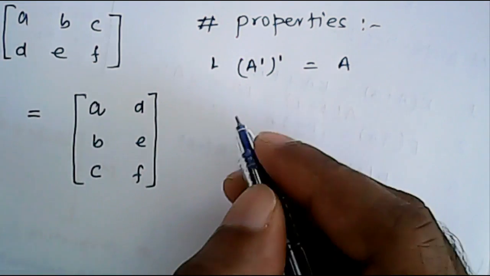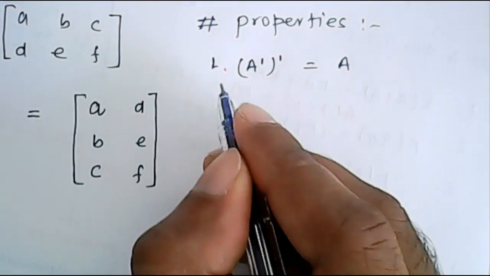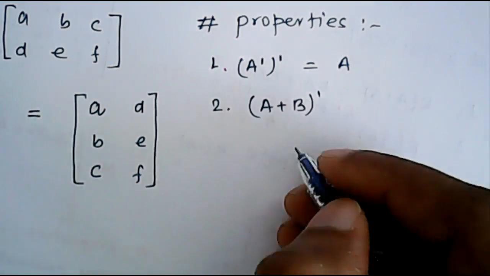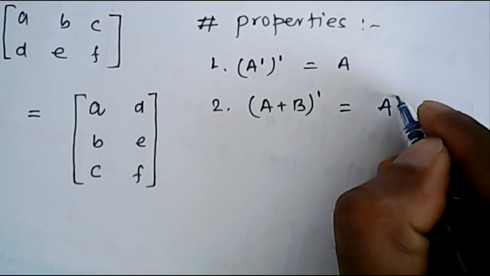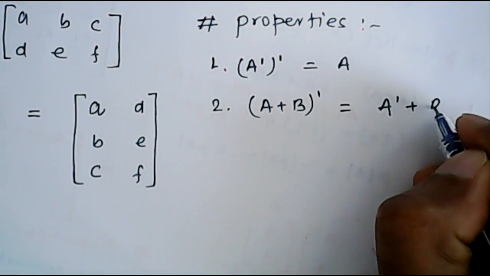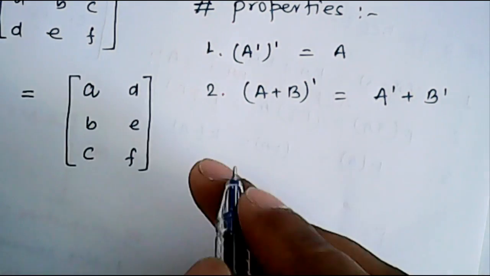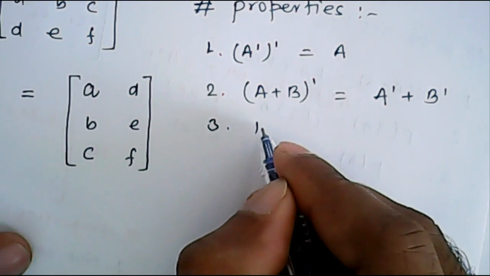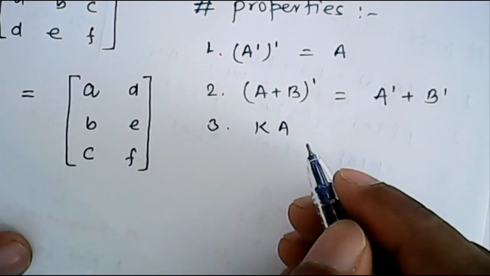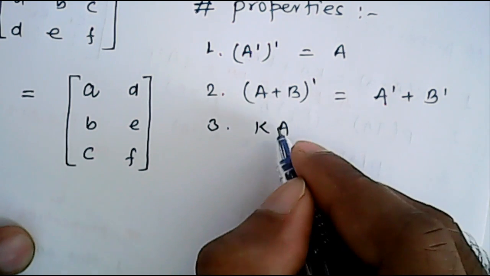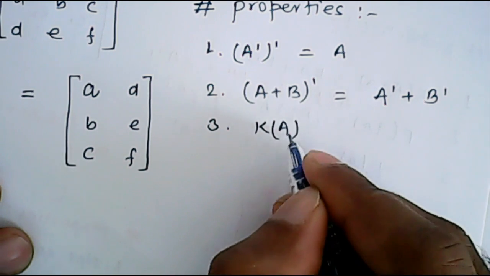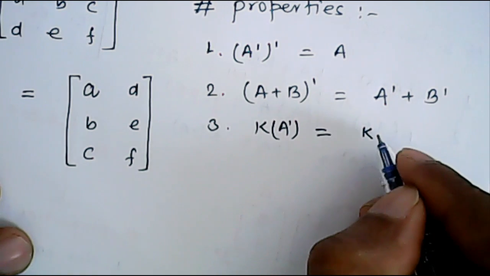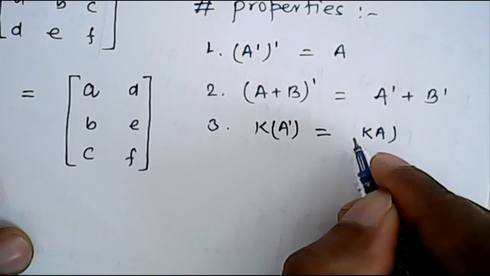Now, transpose is distributive over addition. If we have two matrices, A plus B, and we take the summation and then the transpose, this is equal to taking the individual transposes and then summing them up. Another is scalar multiplication. This is also a very obvious property: if you multiply a scalar with the transpose, it is equal to multiplying the scalar with the original matrix and then taking the transpose.